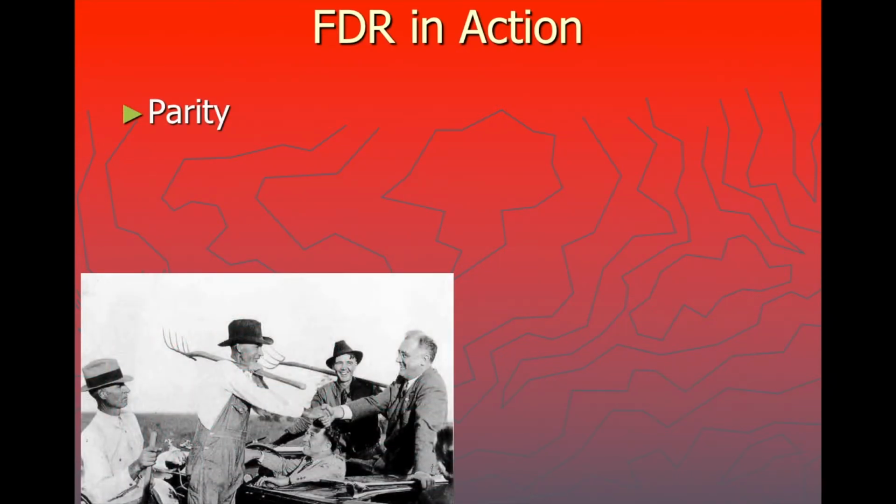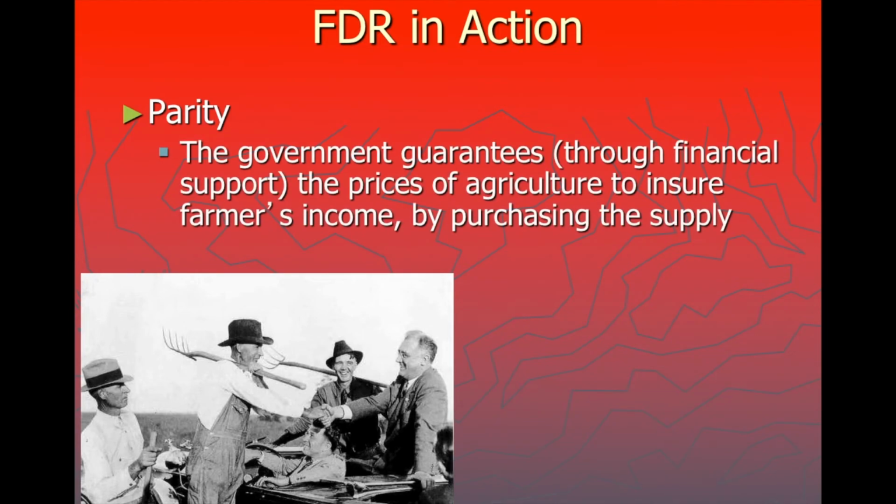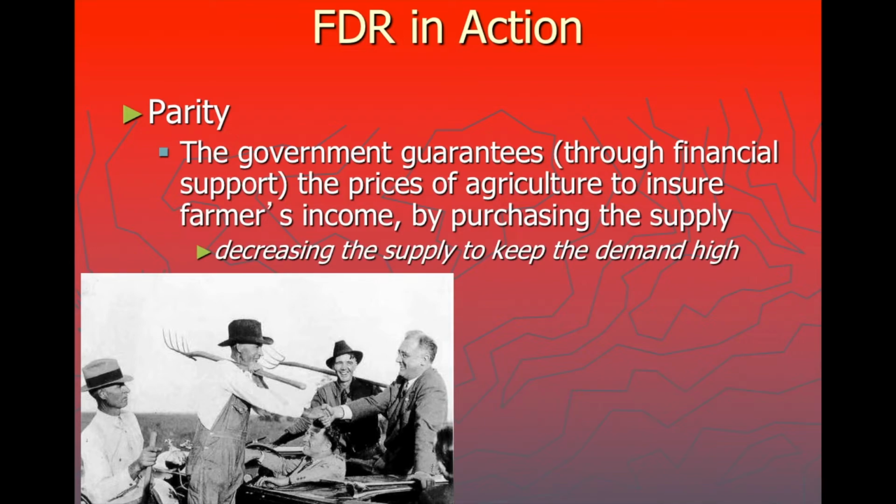He also does a type of policy called parity. This is where the government guarantees, through financial support, the prices of agriculture to ensure farmers' income by purchasing the supply. Basically, this is decreasing the supply to keep the demand. And if you remember basic economics, the idea is that if you have too much supply, the value is going to be lower. So you want to have the demand meet the supply.